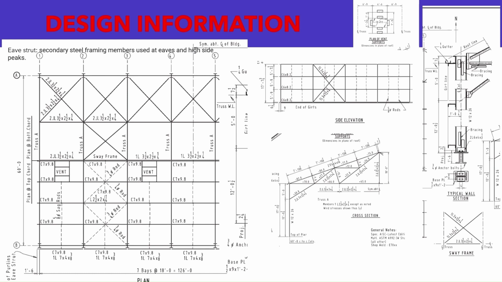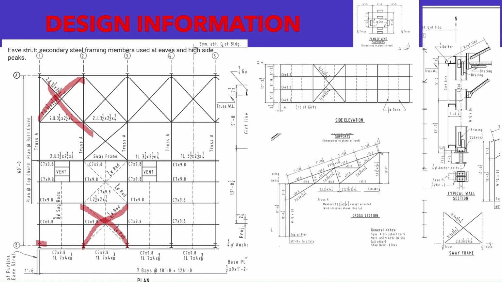The composite plan view shows both top and bottom chord bracing. These are the top chord bracing and these dotted lines are the bottom chord bracing, and the brace bays requiring sway frames. The size of eave struts is indicated on the plan, but their location is shown on the typical wall section. So here it is written as end of purlins and eave struts.